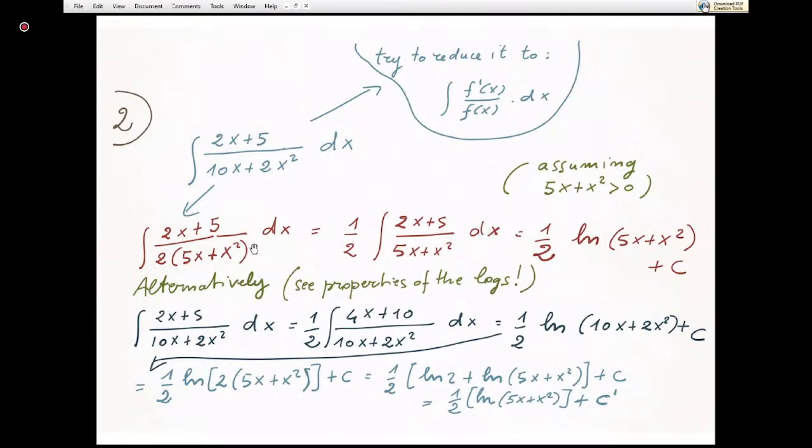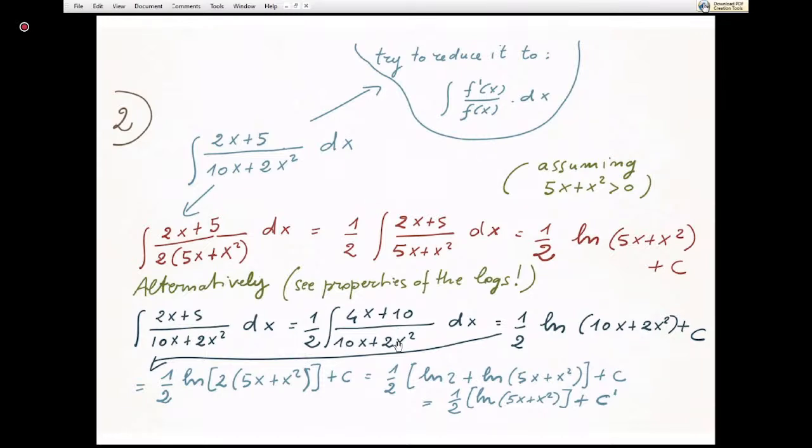Suppose that you don't follow this strategy and you follow another strategy. You don't modify the function in the denominator. You look at the denominator and you see that if you multiply this by 2, you get the derivative of the denominator. So basically, you would like to have 4x plus 10 in the numerator, but you don't have it. So you have to multiply by 2, and of course divide by 2 outside.